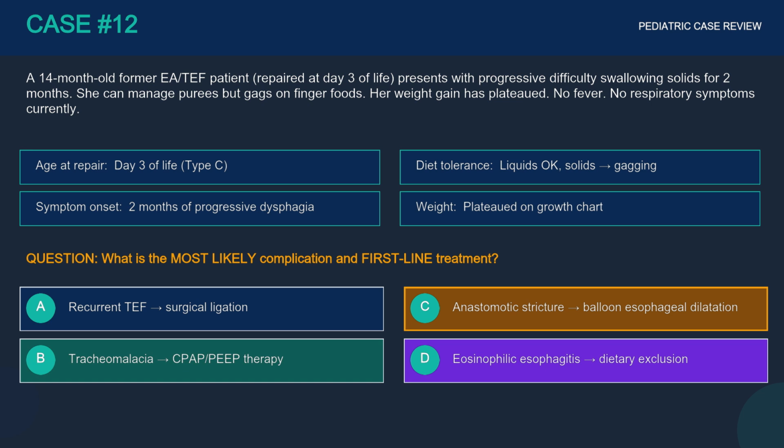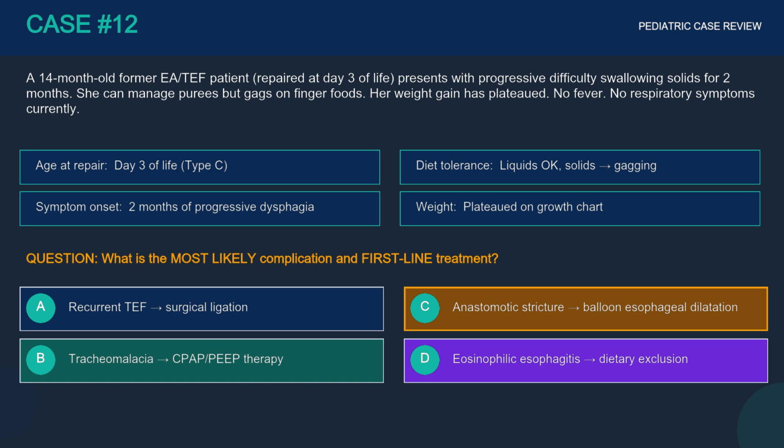Case 12. A 14-month-old former esophageal atresia and tracheoesophageal fistula patient who underwent repair on day 3 of life for type C presents with 2 months of progressive difficulty swallowing solids. She can manage purees but gags on finger foods. Her weight gain has plateaued on the growth chart. There is no fever and no current respiratory symptoms. The question is, what is the most likely complication and the first-line treatment?